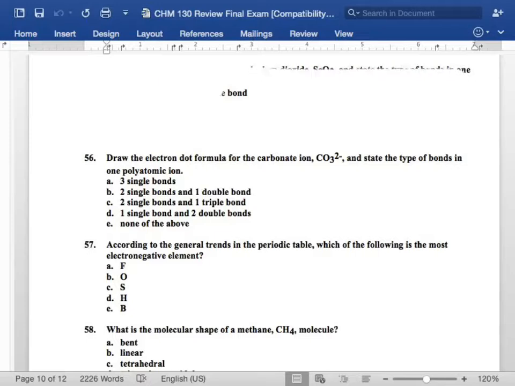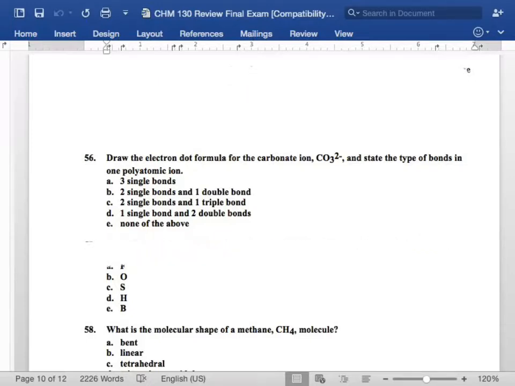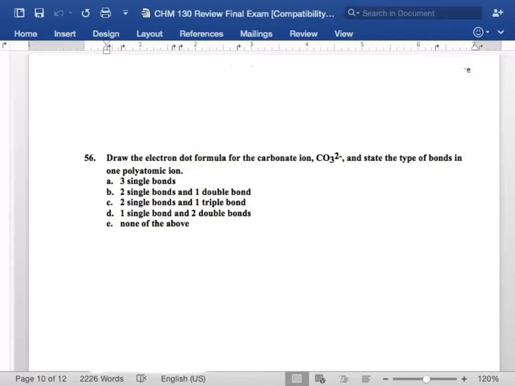56, pretty much the same thing, right? Okay. This one becomes a little bit more challenging. Okay, so we'd start with totaling our electrons. Carbon has how many valence? 4. Yep. Oxygen has 6. Good job counting. There's 3 of them.